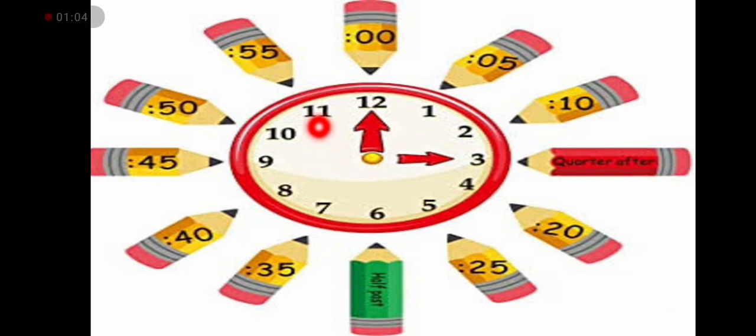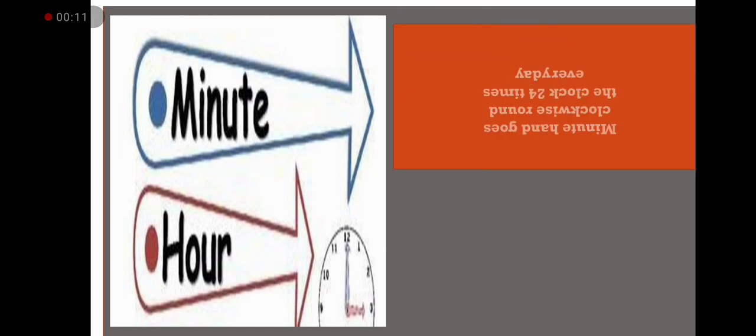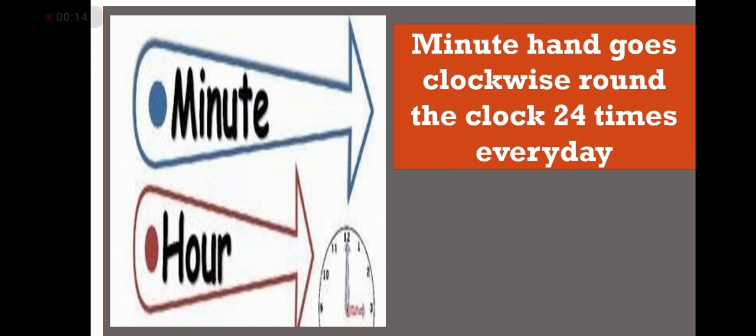It means how many minutes are there in 1 hour? There are 60 minutes in 1 hour. It means to complete 24 hours, the minute hand moves clockwise round the clock 24 times. One time 60 minutes, second time 60 minutes, third time. It means it moves 24 times round the clock every day.